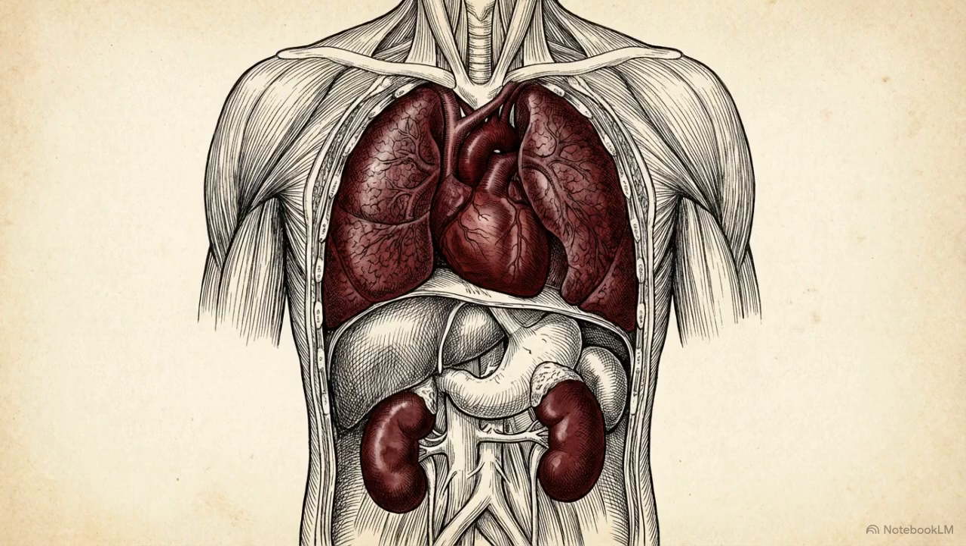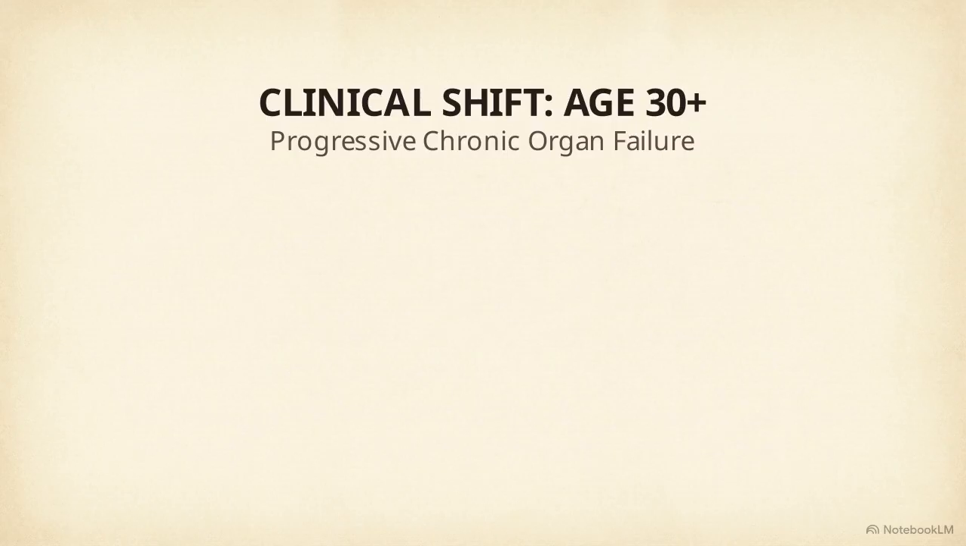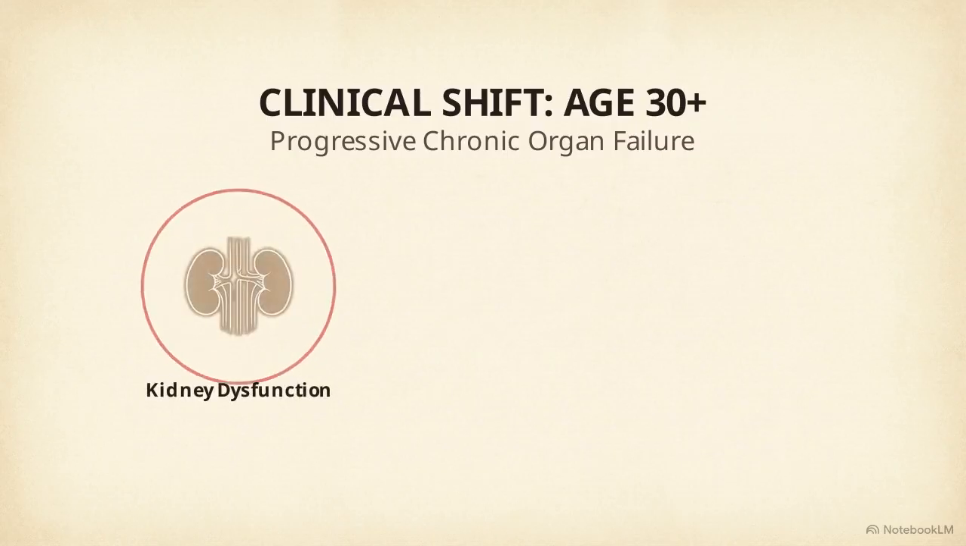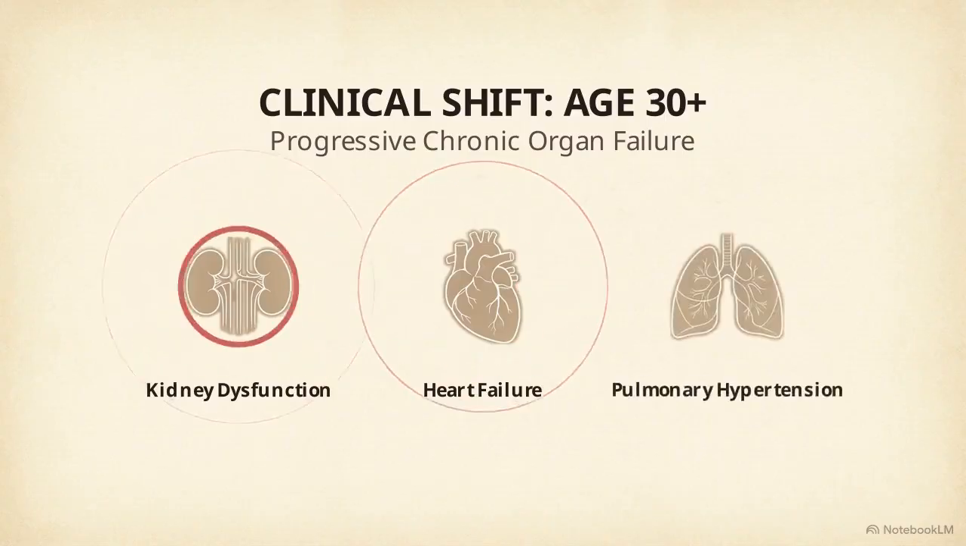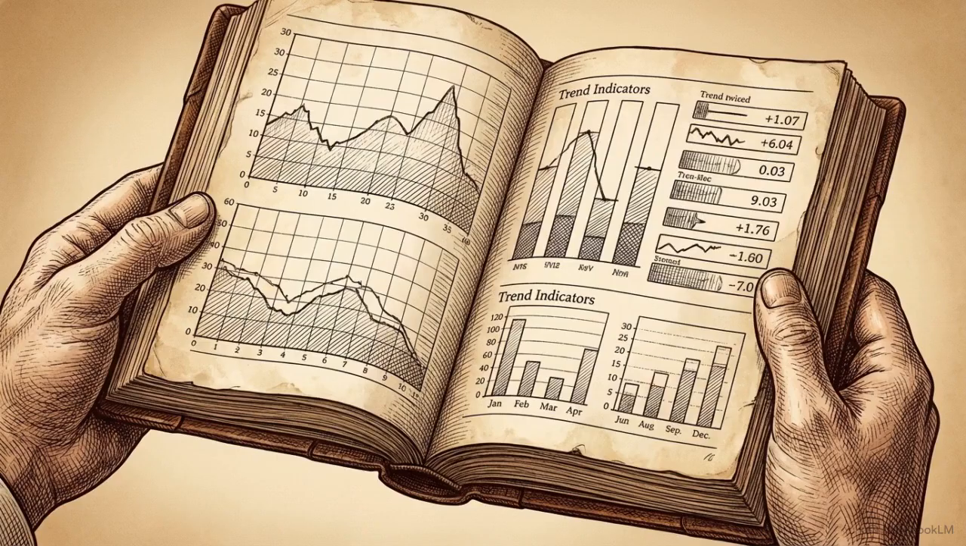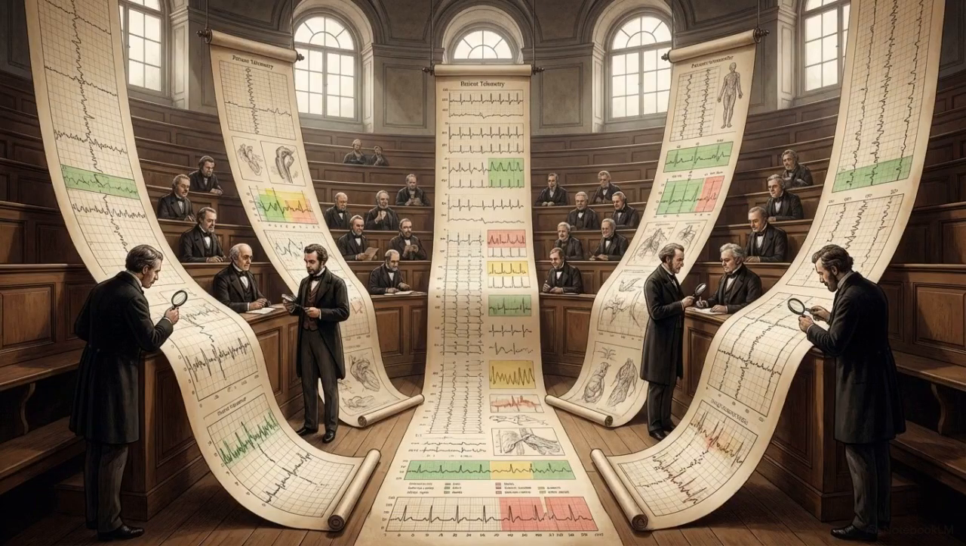years. This early mortality is the result of progressive, cumulative organ damage. By age 30, the clinical challenge moves away from episodic crises toward the management of chronic kidney dysfunction, heart failure, and pulmonary hypertension. Treating adult patients requires a shift in medical strategy. Physicians must move beyond reacting to acute pain episodes and implement aggressive surveillance to intercept systemic multi-organ failure.